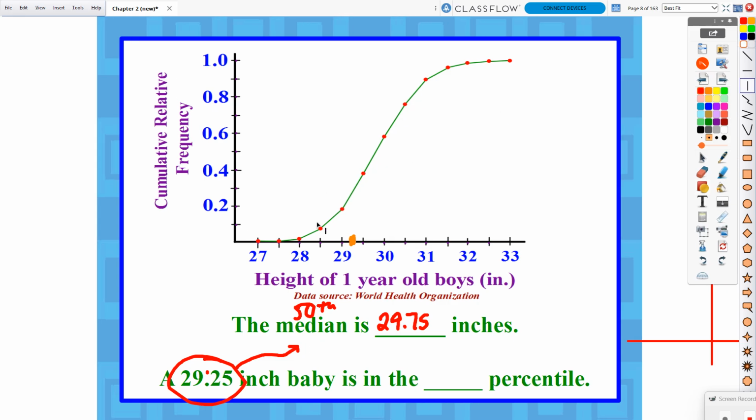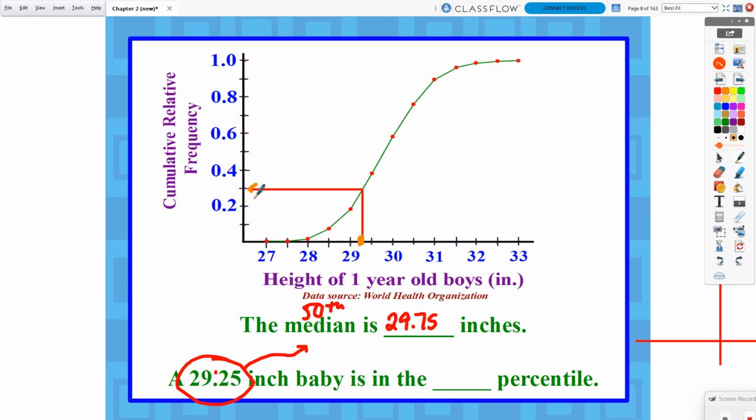Now what I would do is I would go vertically up until I hit the graph, so right there, and then I would want to go horizontally over and see where approximately that hits the vertical axis. And I'd say that is very, very close to the 30th percentile. And you might go, well, it looks like it's a little bit less. I agree, it does look like it's a tad bit less, but you know what? A nice round number looks like the 30th percentile.